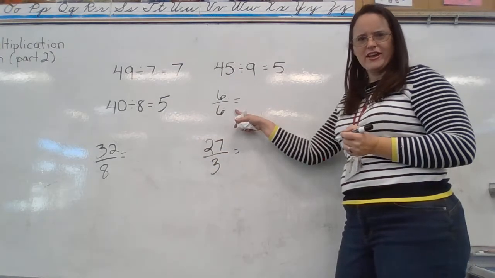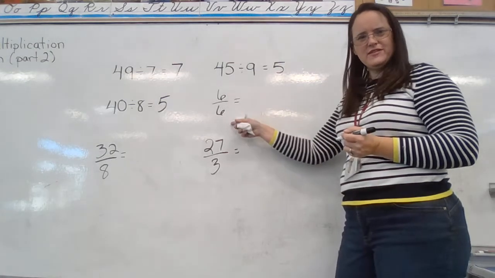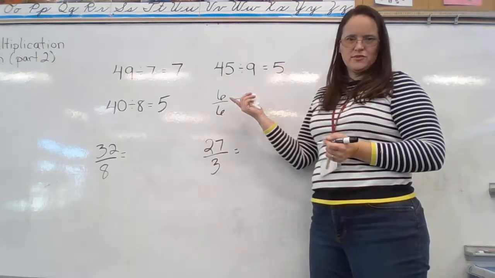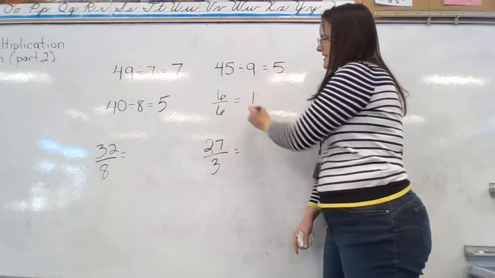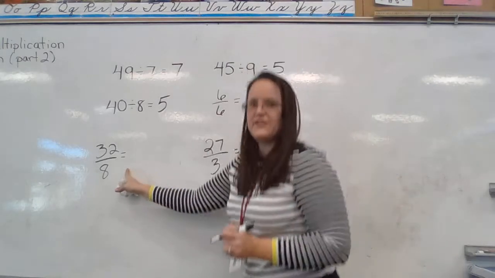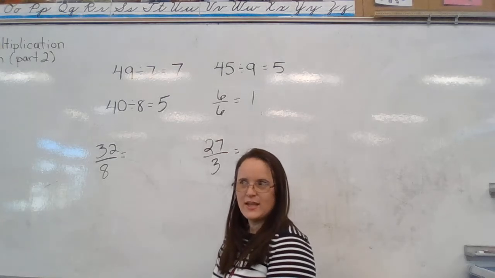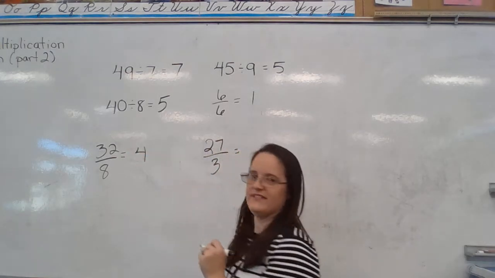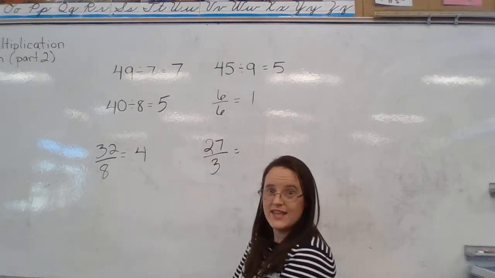Ooh, how about this one? It looks like a fraction. What is a fraction when the numerator and the denominator are the same? Well, I could also read it as a division problem. 6 divided by 6 is 1. Down here, 32 divided by 8. Oh, that's going to give me 4. I've done that recently.